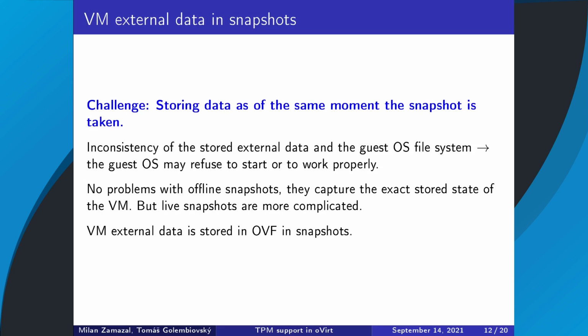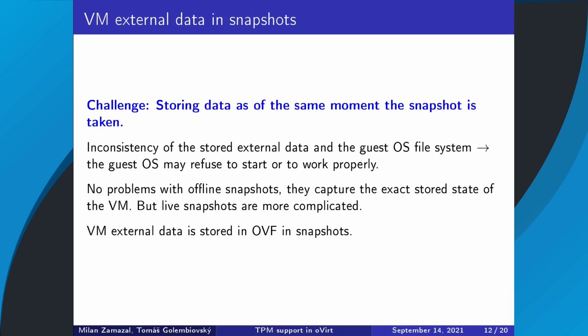Here we want to have in the snapshot the data that the guest OS saw at the moment the snapshot was taken. If the data in the snapshot doesn't correspond to what the guest OS expects, then it can cause trouble when booting the VM from the snapshot, because the guest OS can complain about security evaluations or have other problems. This is not a problem with offline snapshots, which are taken when the VM is not running, so we simply can copy the data from the engine database to the snapshot.